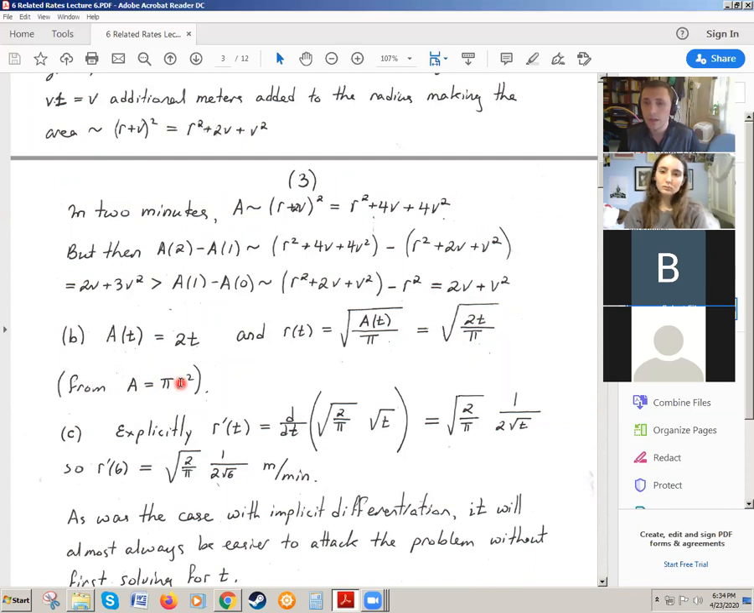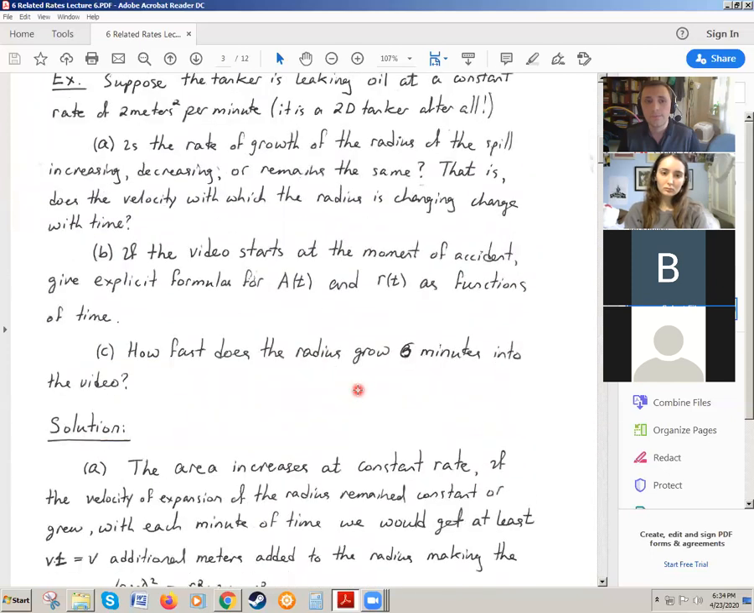Okay. So the next question is, would you tell me how fast the radius is growing 6 minutes into the video? In other words, if I move the cursor to 6 minutes and then press play, what's the speedometer of the radius growth? What is it going to register?